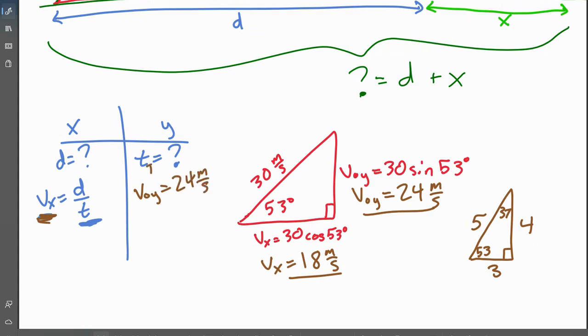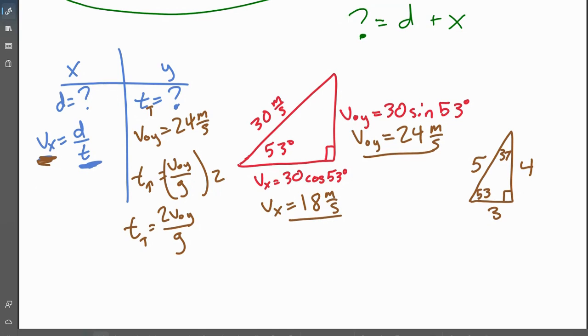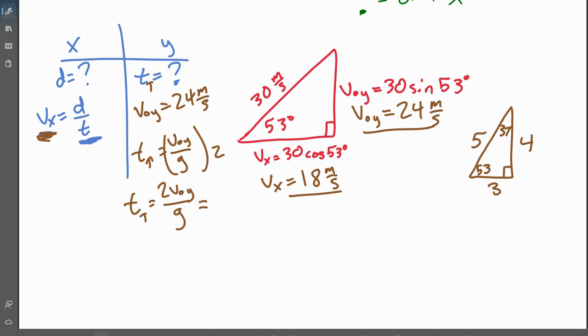By the way, we need to find our total time. With v naught y, we can use time up as v naught y over g and just multiply this by 2 to get total time. So total time is just 2 times v naught y over g. Plug in v naught y, that's our 24. Plug in g, that's our 10. So it would be 2.4, but times 2, so 4.8 seconds. All right, so we have Vx, we have t, so we can solve for our displacement.